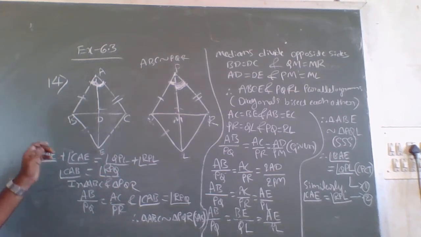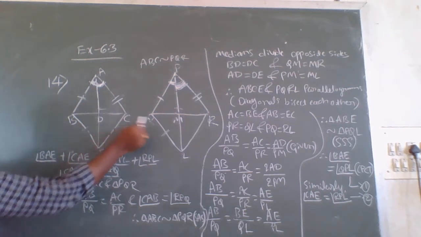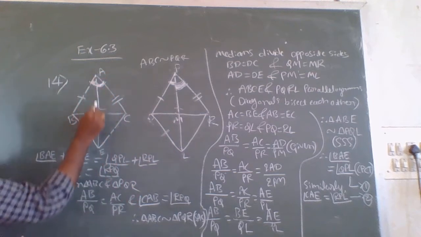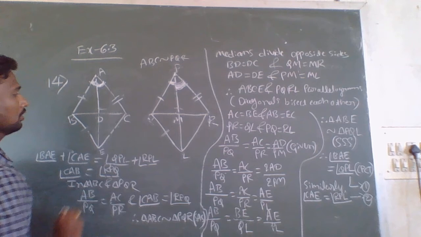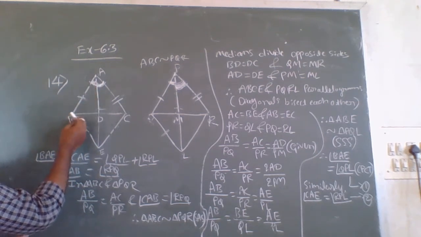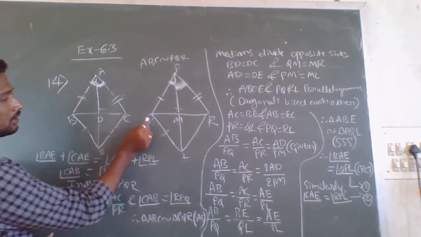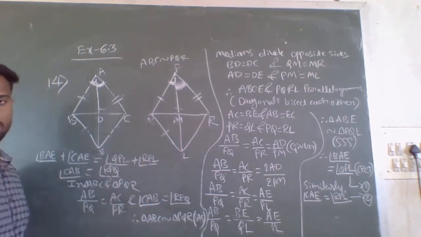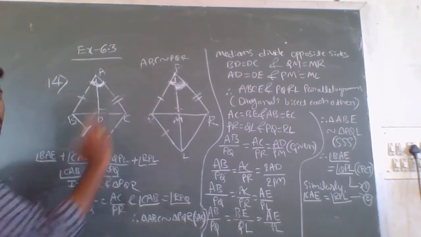So how do you have to think? First, we have to construct DE and ML in such a way that AD should be equal to DE and PM should be equal to ML. And we know that in a parallelogram, diagonals bisect each other. Here BD is equal to DC and QM is equal to MR. Therefore, we can write these two are parallelograms.